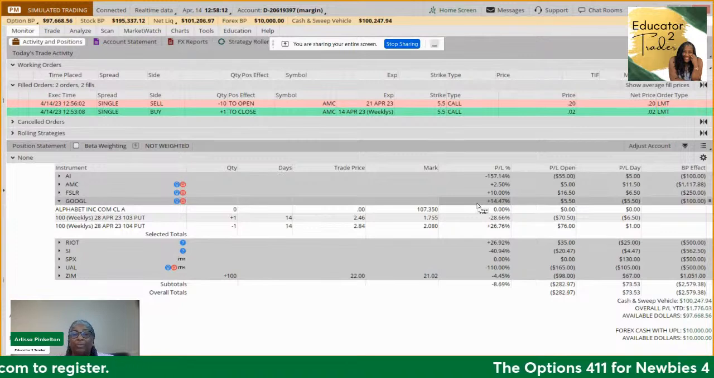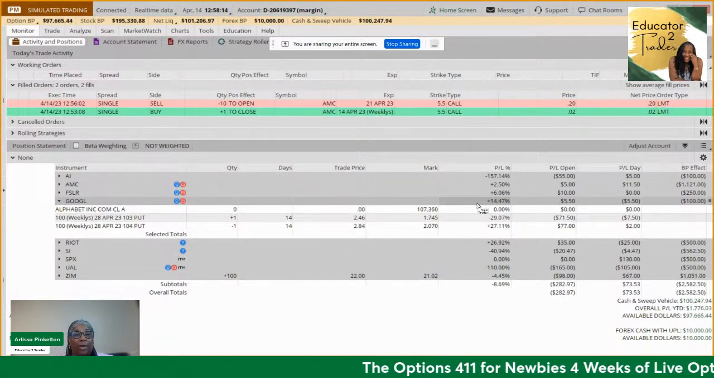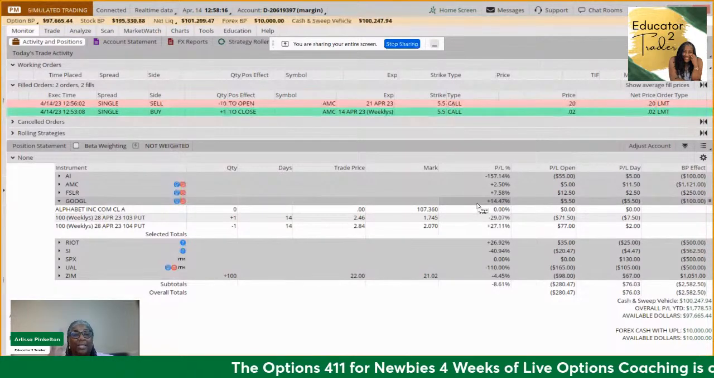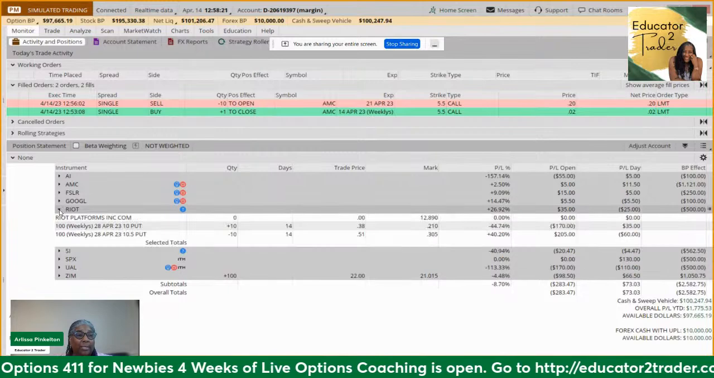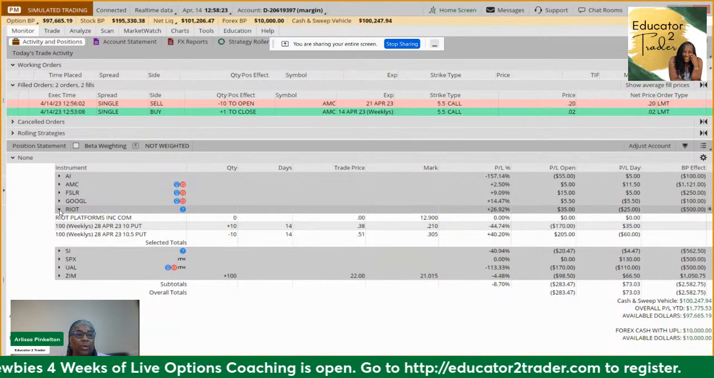Right? If it's only in the green, 13 to 14%. Again, we try to wait till 50%. So let's let it continue to go. We've got time on our hands. We've got some time to wait.